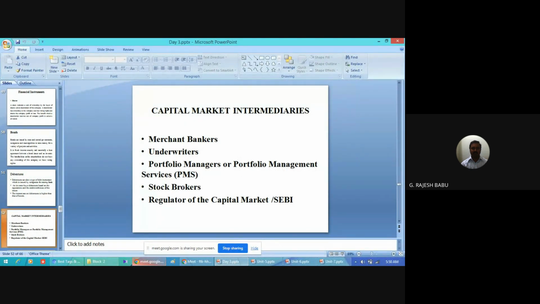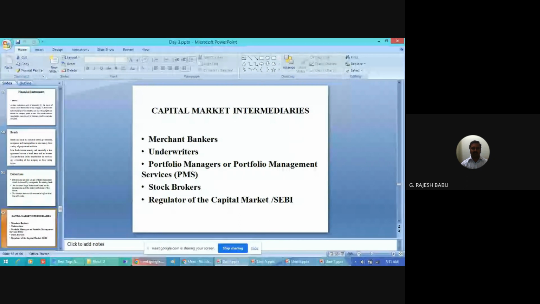Next one, underwriter. When a company decides to go public to raise funds, all of its securities may not be fully subscribed by the public. So there is a need for someone who can subscribe to those securities. This work is done by the underwriter.